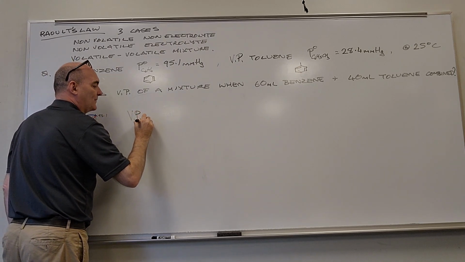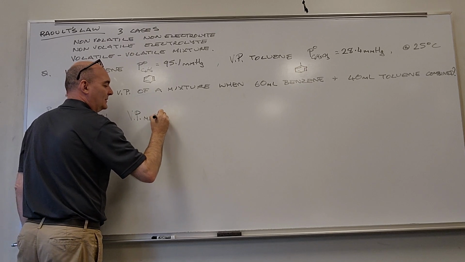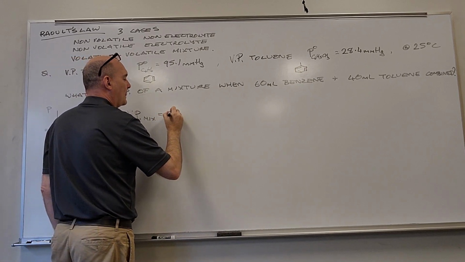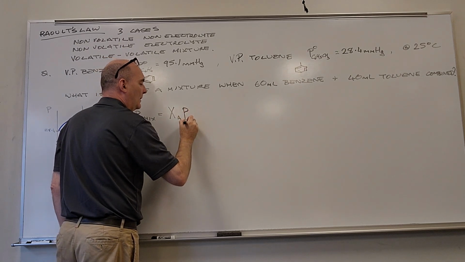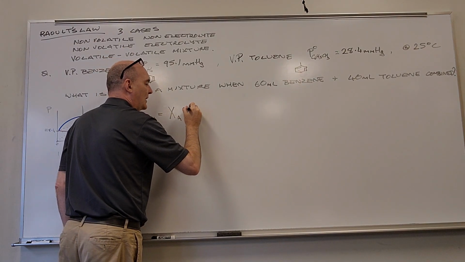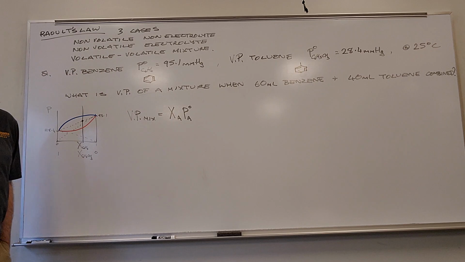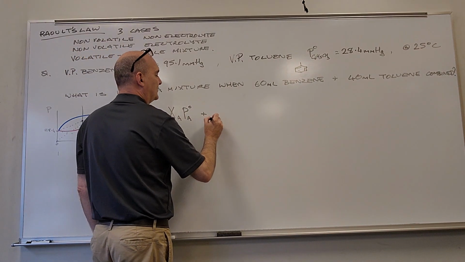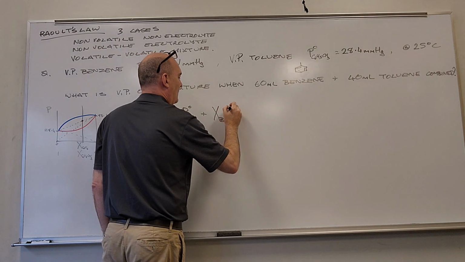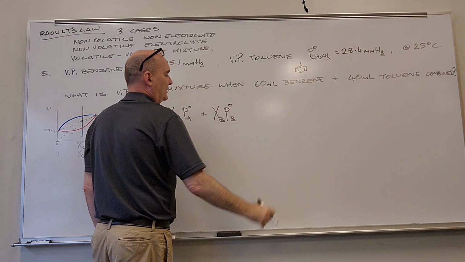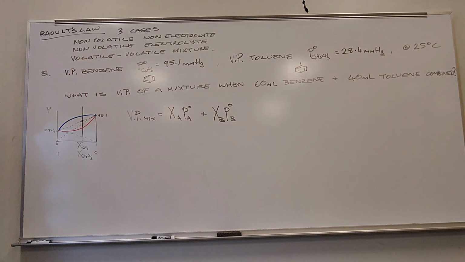Vapor pressure of the mix, this is Raoult's law, is the mole fraction of the first component multiplied by the vapor pressure of the pure component, plus the mole fraction of the second component multiplied by the pressure of the second component.